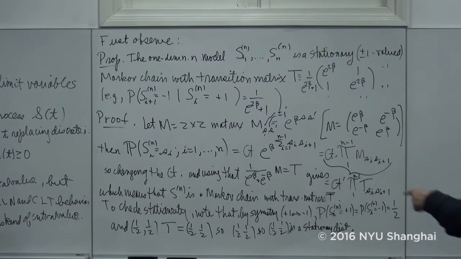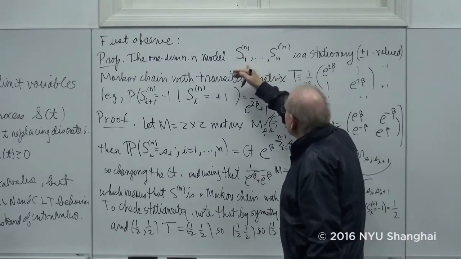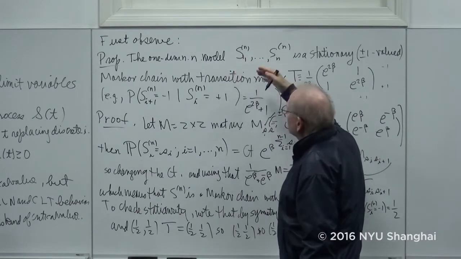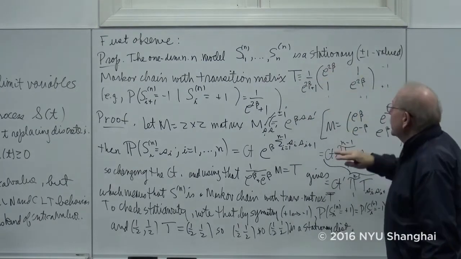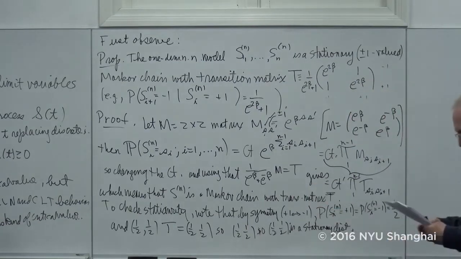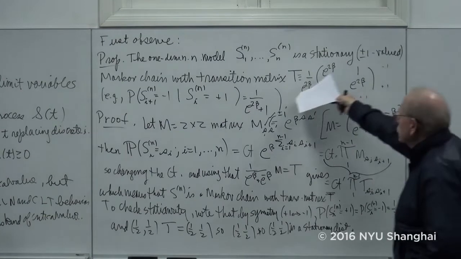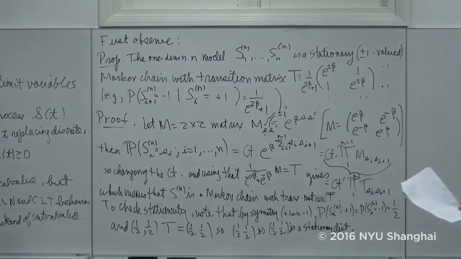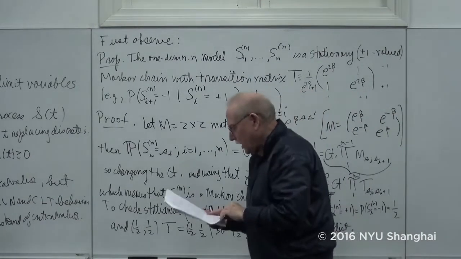So we now have a Markov chain, finite times 1 through n, with this simple transition matrix and stationary distribution, which in this case is a measure. So I guess that's explained. Okay, now.